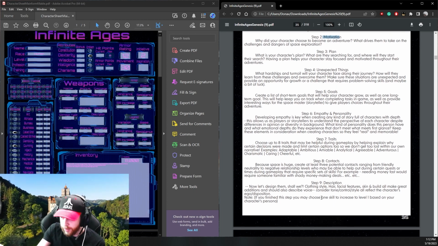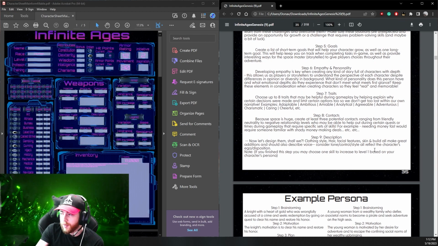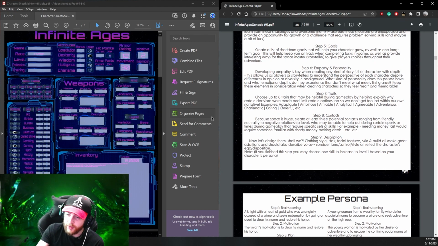However, if you finish all 9 steps here, you may choose one skill to increase to level one based on your persona. So that's kind of a cool thing.